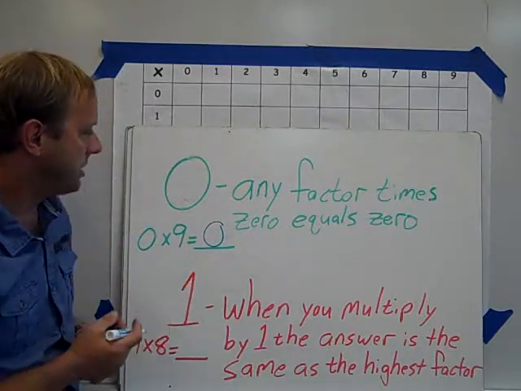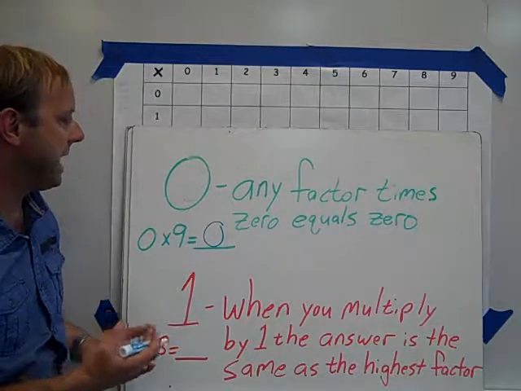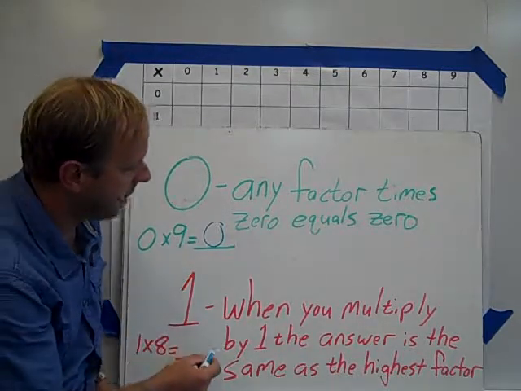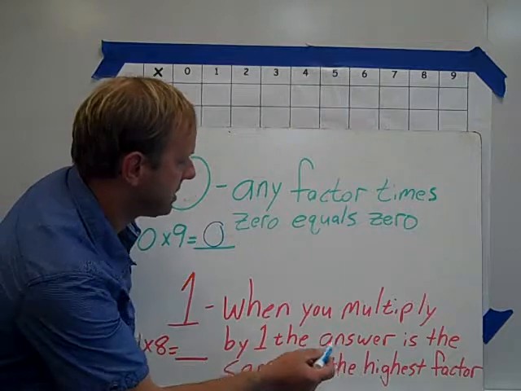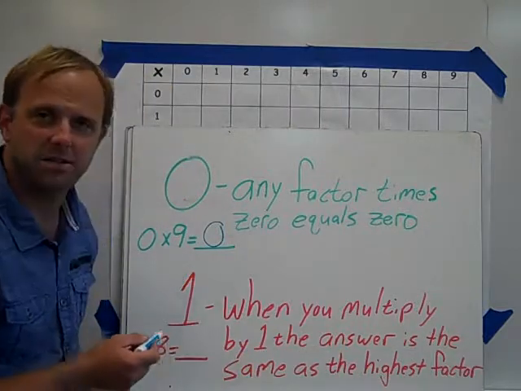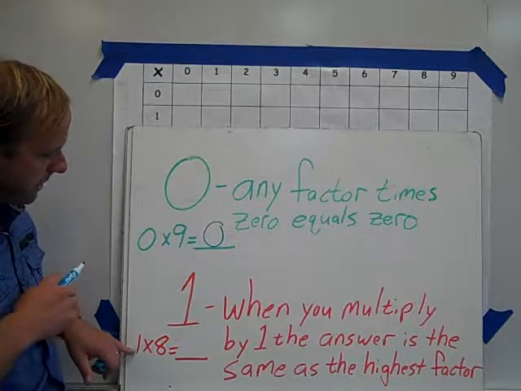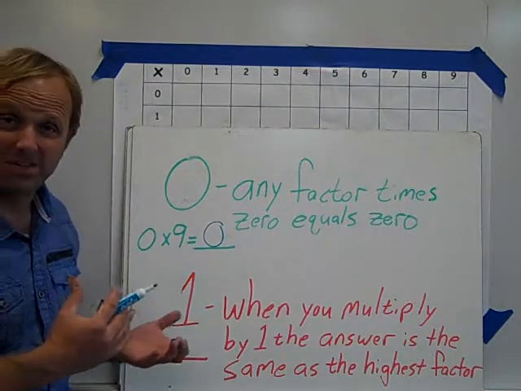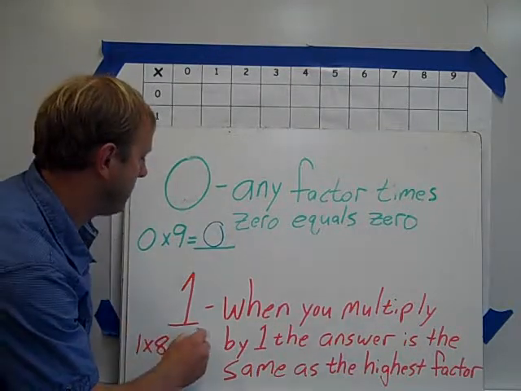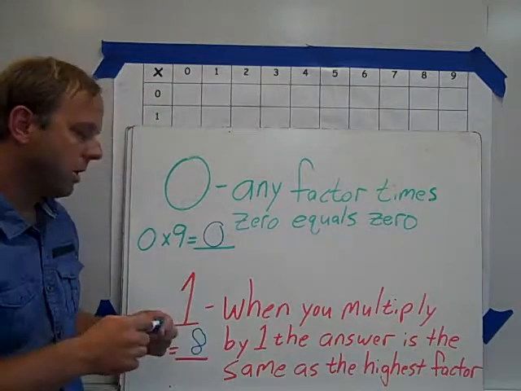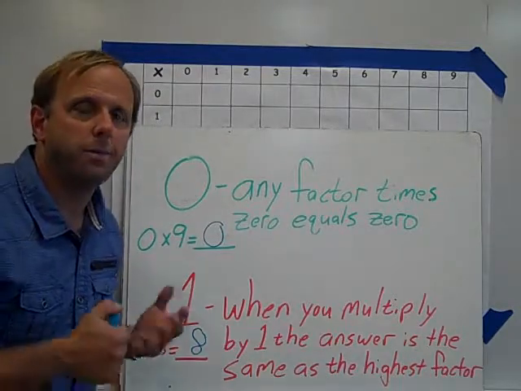With 1s, if you're multiplying any number by 1, the answer is the same as the highest factor. So 1 times 8, well, my two factors are 1 and 8. 8 is my largest factor, so that's my answer. So we really only need to study up through 9s.